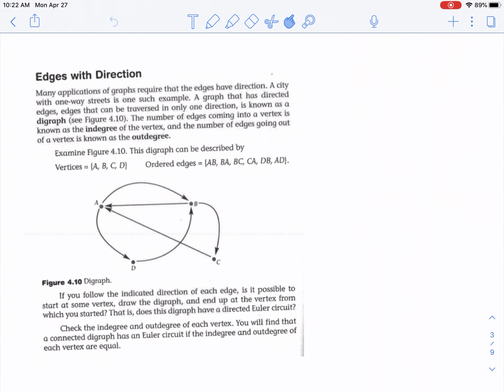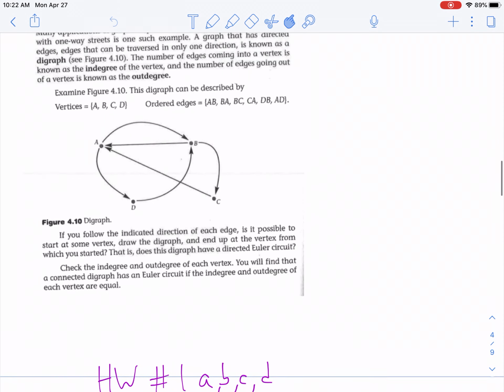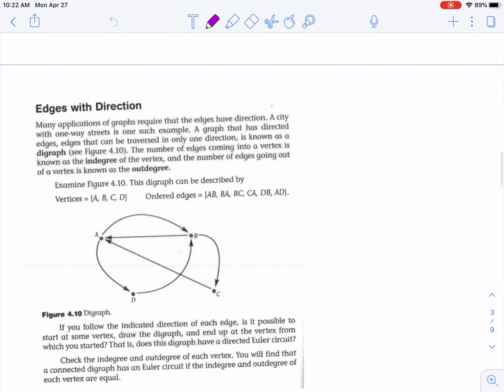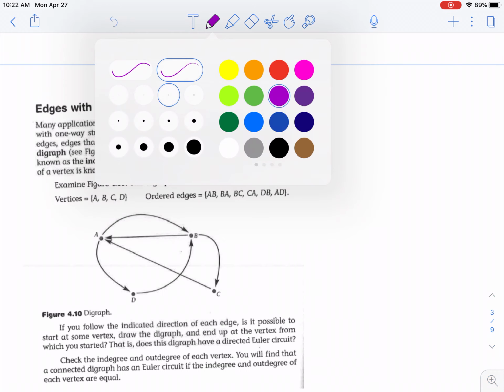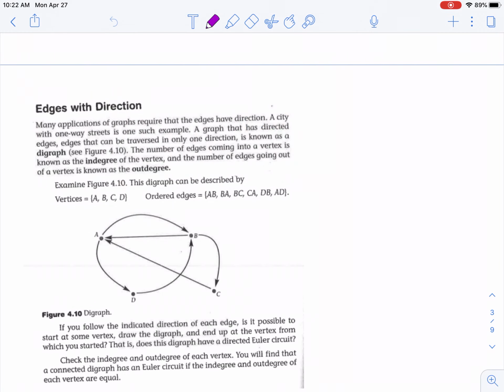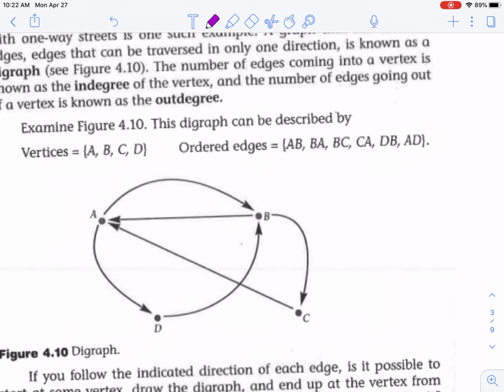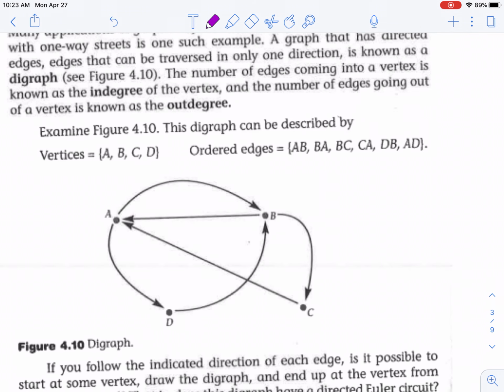All right, we are going to go to slide number 4 now in the same file for lesson 4.4, Euler circuits. Now we're going to be looking at new types of graphs. We're going to be looking at graphs that have direction to them. Okay, so look at this graph right here. See these arrows? See the arrowheads? These graphs have direction to them.